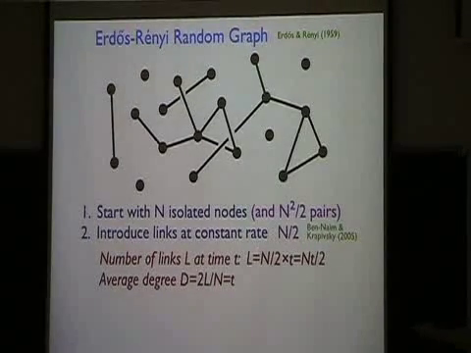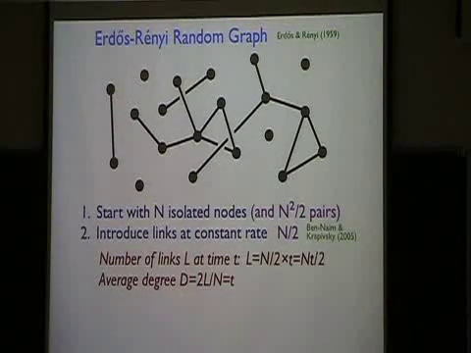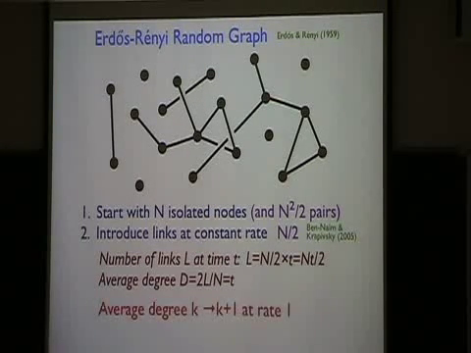And using this rate, one gets that the average degree is exactly t. So it's a convenient parameterization because every time step, the average degree is increasing by 1. So we are now going to be thinking about a stochastic process where the average degree of each node increases by 1 at a unit rate.